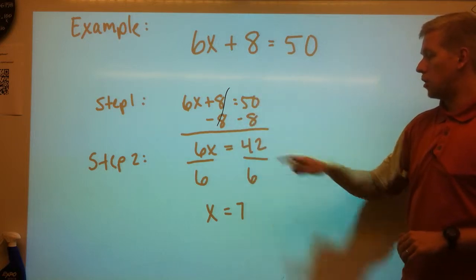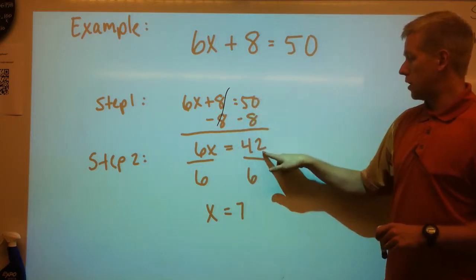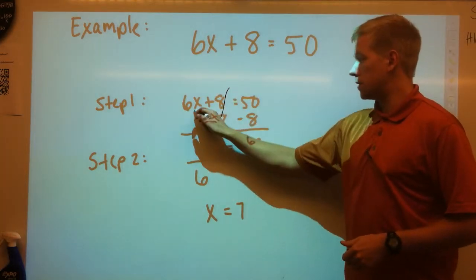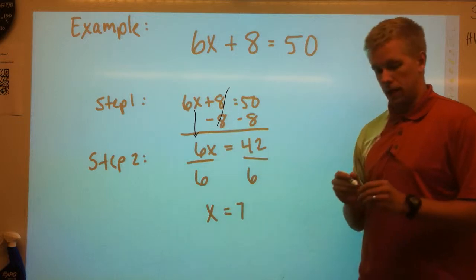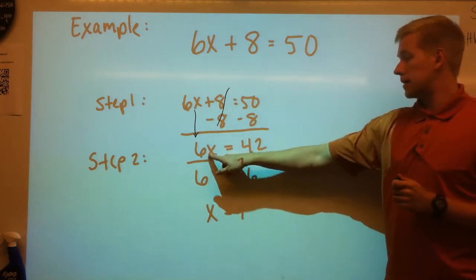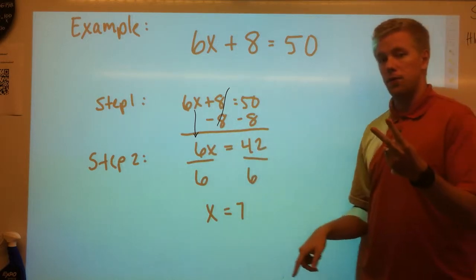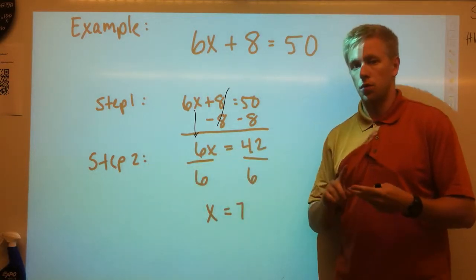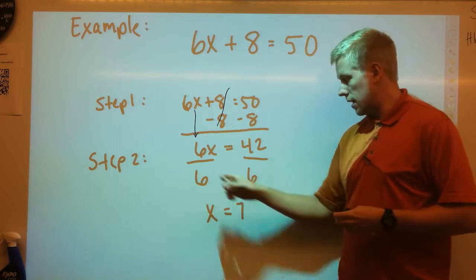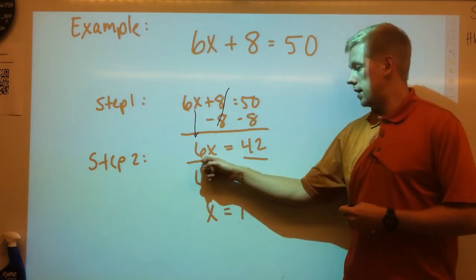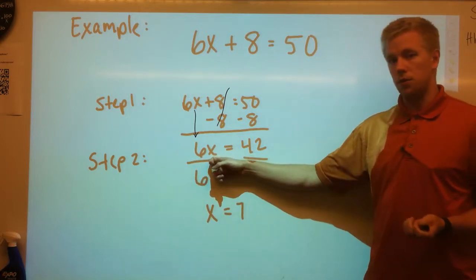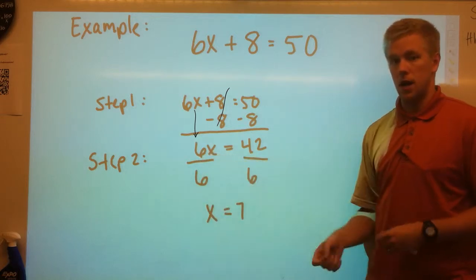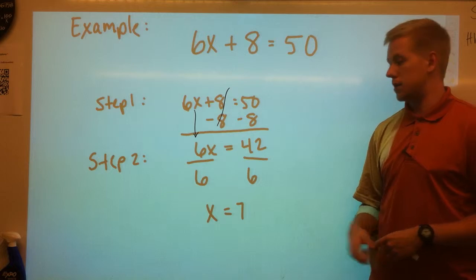50 minus 8 is 42. So I bring down that 42. I bring down what's left over here. 8 minus 8 goes away, but I'm still left with this 6x. So we bring it down. And when we have 6x equal to 42, the next step, step 2 on that previous slide, was to undo the multiplication or the division to remove the coefficient. 6 is my coefficient. It is next to the x, my variable, which I'm solving for, and that operation is multiplication. The inverse of multiplication is division.